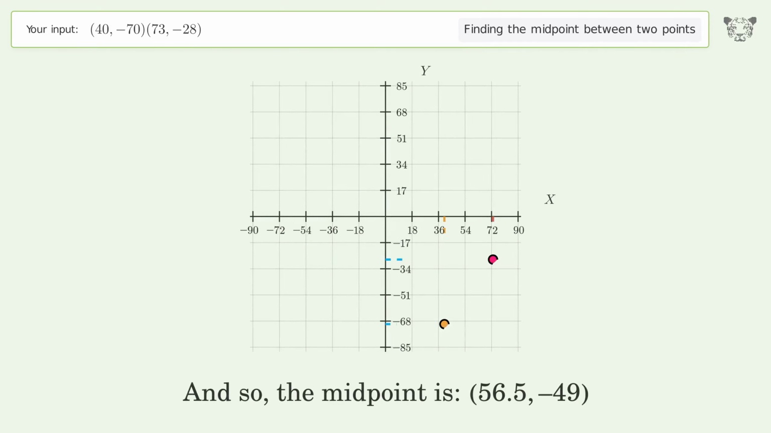And so, the midpoint is 56.5, negative 49.